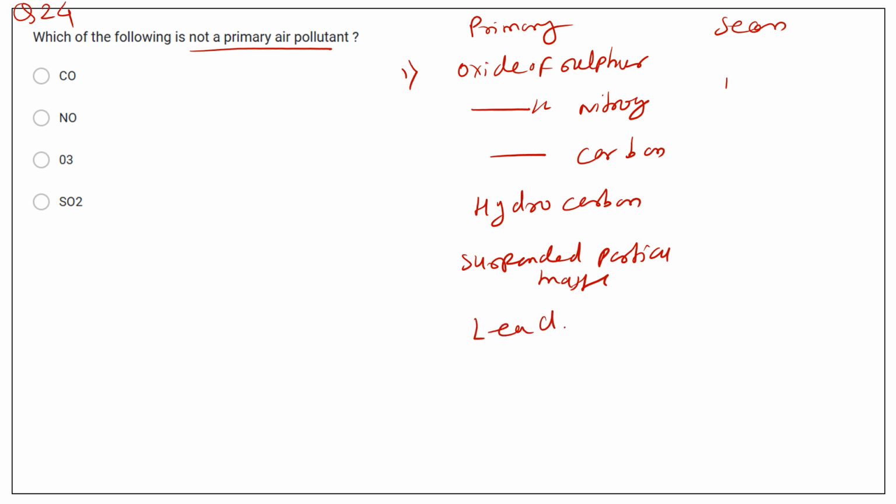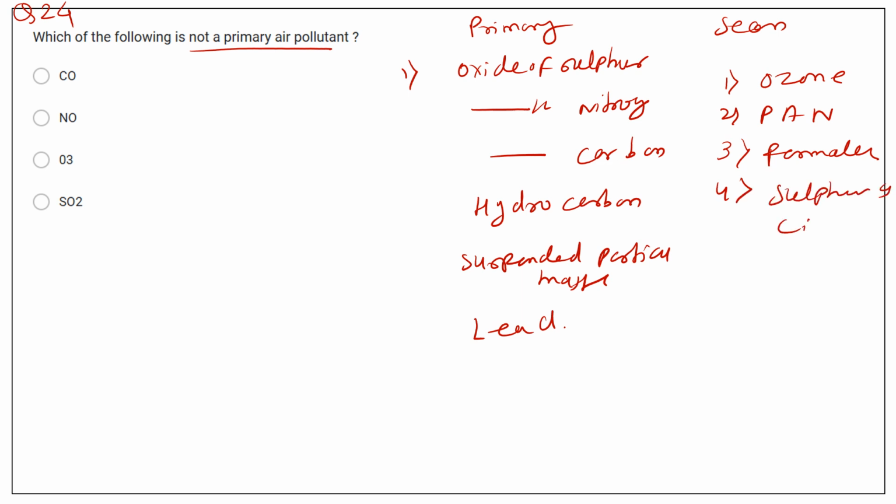Then secondary air pollutants are ozone, then PAN which is peroxyacetyl nitrate, third is formaldehyde, fourth is sulfuric acid. So these are the secondary air pollutants, and in the question they ask which of the following is not a primary air pollutant. So here ozone is not a primary air pollutant. Ozone is a secondary air pollutant. So option number third is correct here.